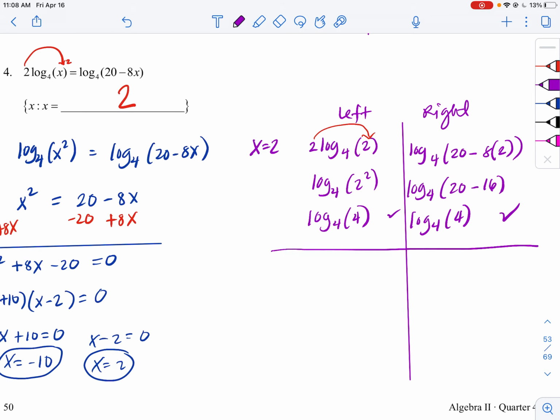Okay, next. What about negative 10? So we have 2 log base 4 of negative 10. Again, although I could put that in there, the rule says it can never have a negative in the parenthesis, or the x value can never be negative in there. So this is what we call a negative argument. So I am going to stop solving, and I know that negative 10 is not the answer.